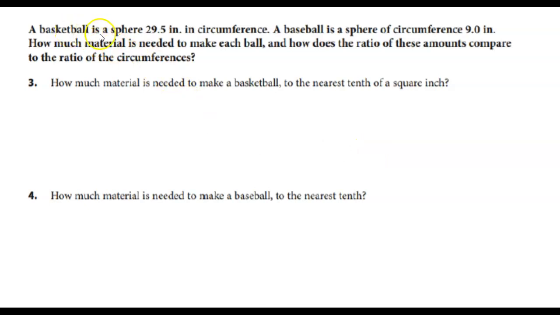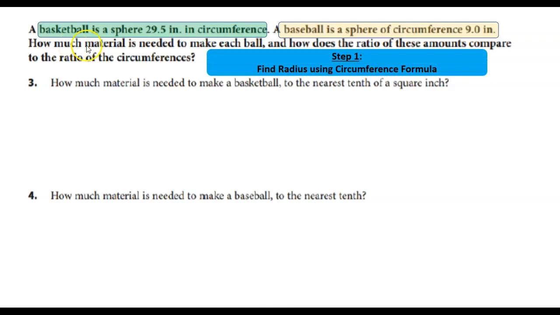Alright, so here it says a basketball is a sphere of 29.5 inches in circumference. So let's highlight that in our packet. Whereas a baseball, which is a little smaller, is a sphere with a circumference of 9 inches. How much material would I need to make each ball? And does the ratio of these amounts compare to the ratios of the circumferences? So let's first find, just like it says for number 3, how much material is needed for the basketball.